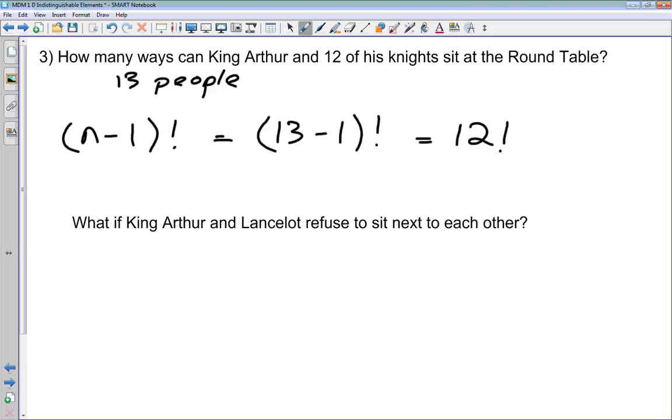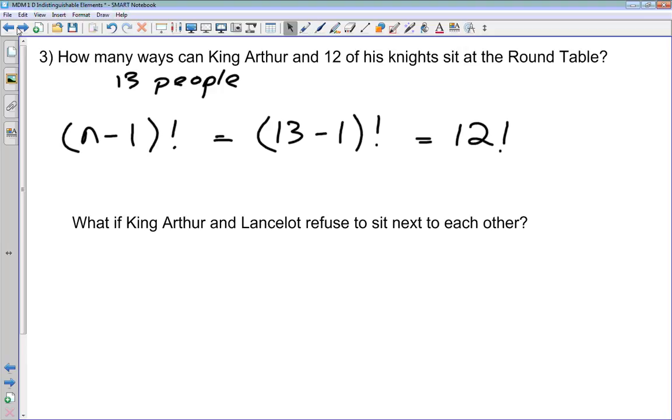Now, we could work out what 12 factorial actually is, but it's a big enough number that it's probably more compact just to say 12 factorial in this case. It's actually 479 million and a little bit. Okay, so we'll just leave it at 12 factorial.